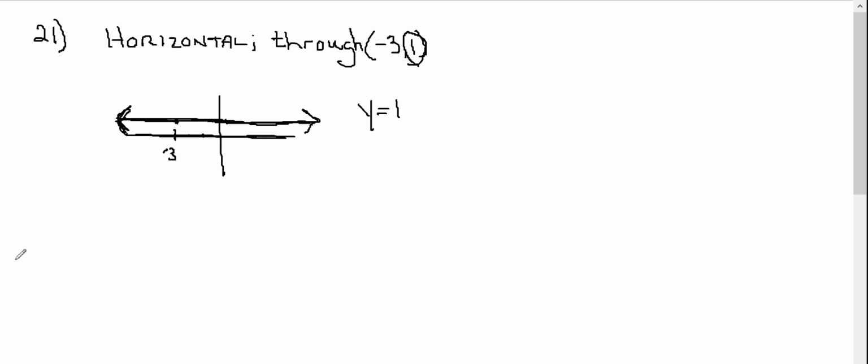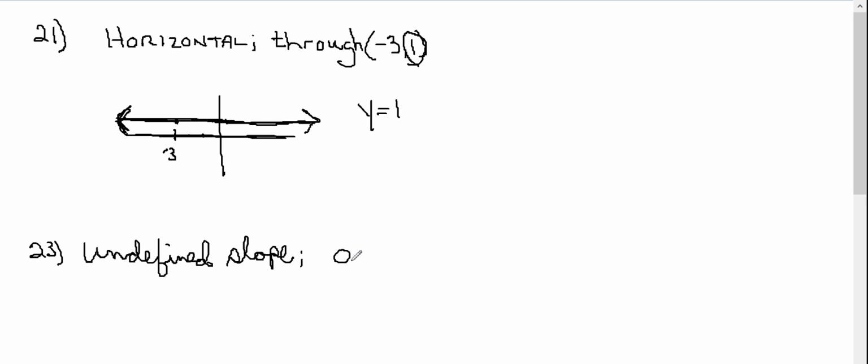Okay, let's look at number 23. Number 23 is saying an undefined slope, and it's traveling through 0, 5. So here's a generic graph of this. 0, 5 would be here, 0, and then I'm going to go up 5.